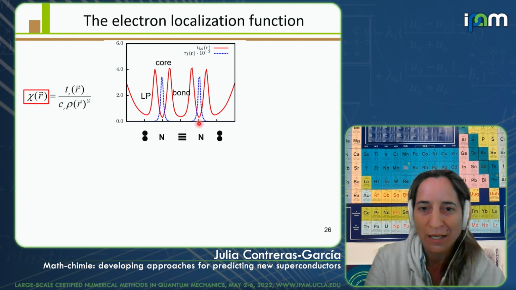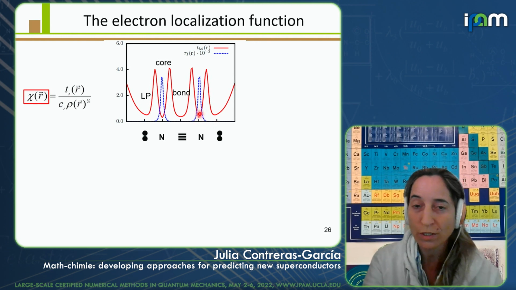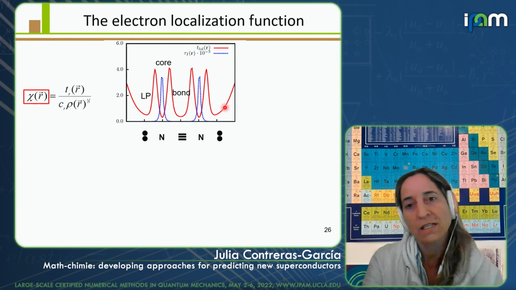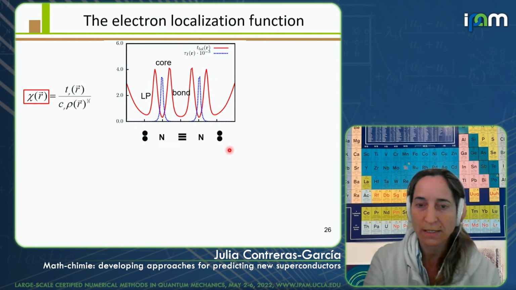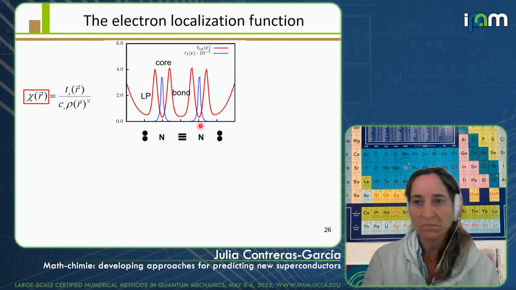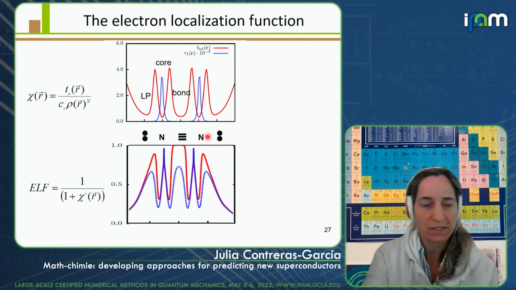So you have here that electrons are slower in the cores, where they're extremely localized. They're slower here in the bond region, and they're slower in the lone pair region. So basically, you have your full Lewis structure just from this curve. Now, the rest is just a Lorentzian mapping.